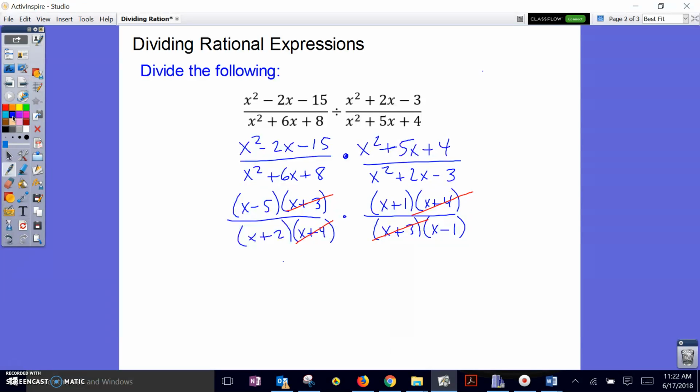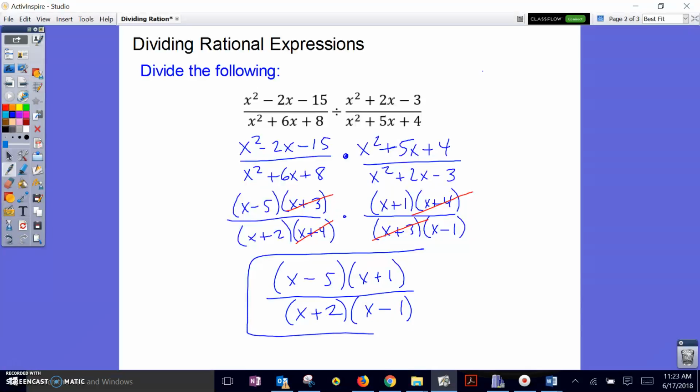And now we have what's left. We've got x minus 5 times x plus 1 in the numerator, and we've got x plus 2 times x minus 1 in the denominator. And there's our simplified fraction.